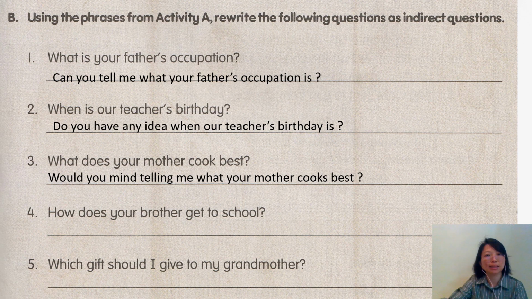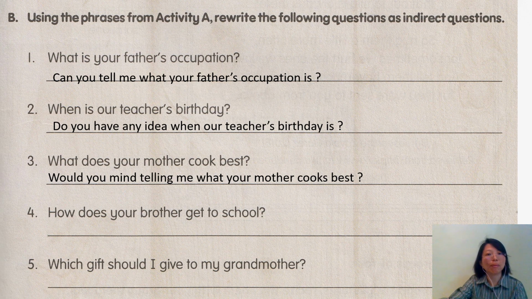Why you put s next to the cook here? Because the question here asks does. So you don't use does anymore in the indirect question, but you put s next to the word cook. Okay. Now let's look at question 4.